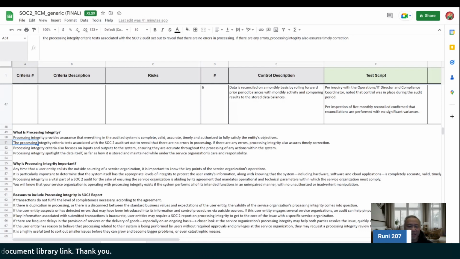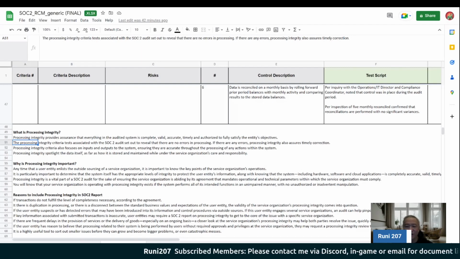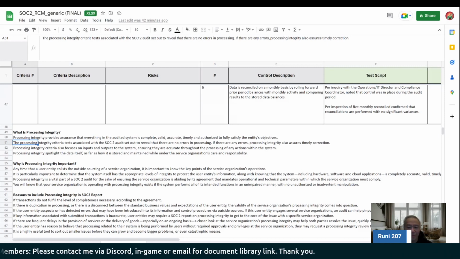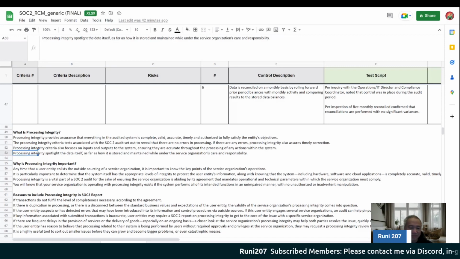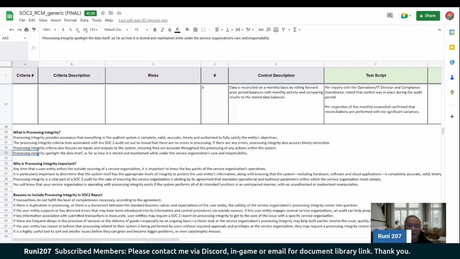The processing integrity criteria tested in the SOC 2 audit process seek to reveal that there are no errors in the processing, and if there are any errors, then you definitely want to correct them and have a conversation with the customer. The criteria also focus on inputs and outputs to the system, ensuring they are accurate throughout the processing of any actions within the system. Processing integrity spotlights the data itself, as it is stored and maintained while under the service organization's care and responsibility.